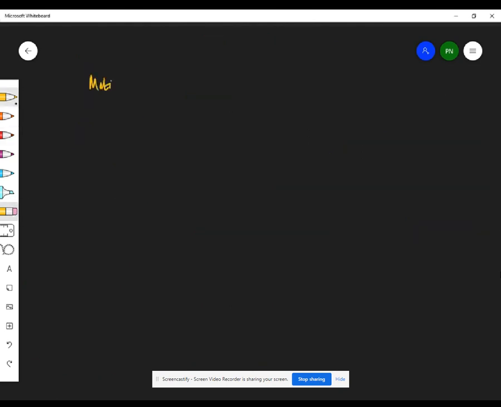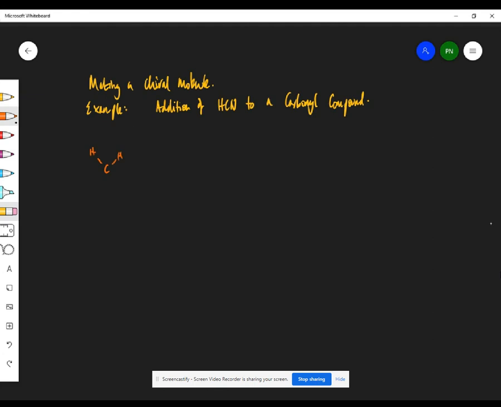So how do we do this? Let's pretend we're making a chiral molecule here. I'm going to use as an example the addition of HCN to ethanal, because this produces a chiral molecule. All right, and there's my ethanal.